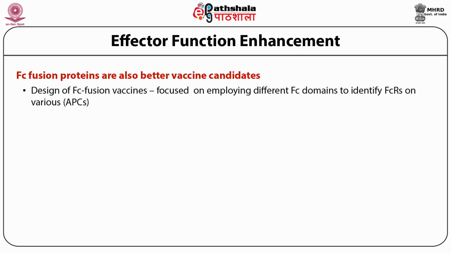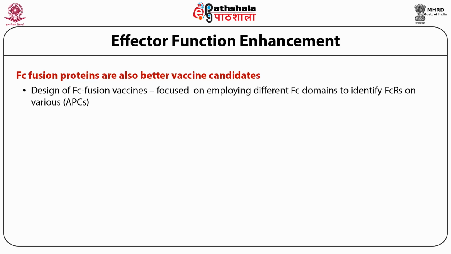Now the design of Fc fusion vaccines actually is focused on employing different Fc domains to target FcRs on various APCs, which means the vaccine molecule is intact there for immunization or for stimulation of the immune response, but the Fc region of such a vaccine molecule is also targeted to the Fc receptors which are present on various antigen presenting cells, which is a desirable requirement of a vaccine molecule, because for stimulating an immune response, the antigen molecule has to be presented by the APCs.